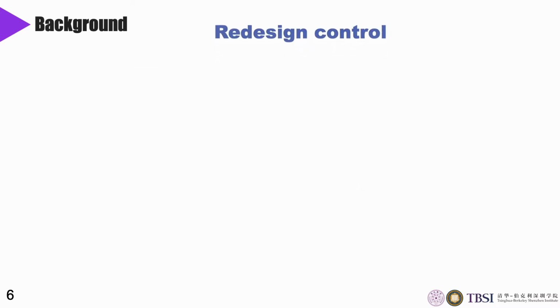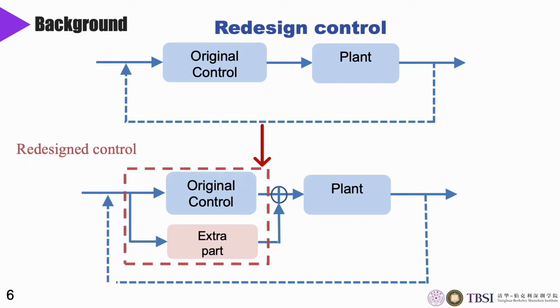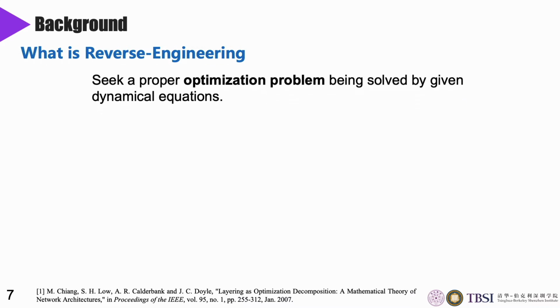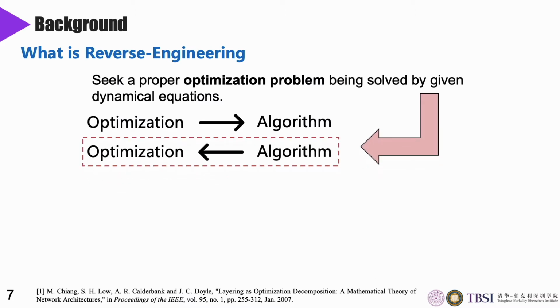Another way is to redesign control by adding an extra part to the original control. And the red dashed part is the redesigned control we refer to here. And what is reverse engineering? It seeks a proper optimization problem being solved by given dynamic equations. Normally, we have an optimization problem, like we want to maximize or minimize our objective function, and we try to solve it using some sort of algorithm. And reverse engineering is vice versa. We start from algorithm and we find the optimization problem it actually solves.